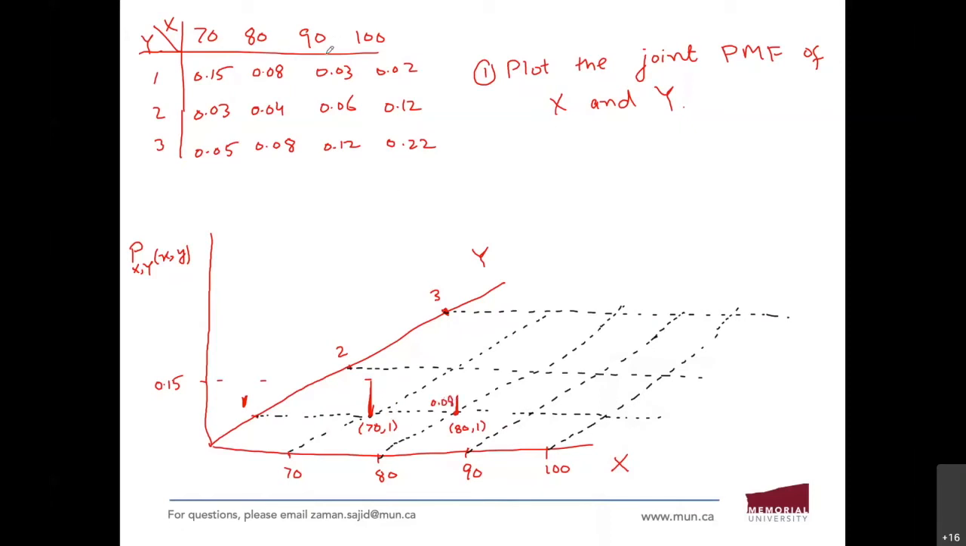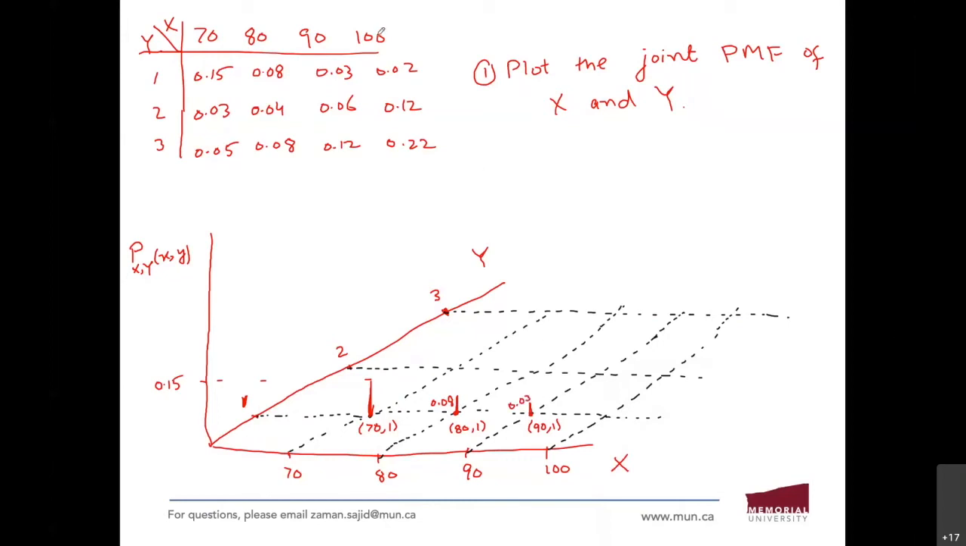Similarly, when I have x is equal to 90, at y is equal to 1, my value is 0.03. So this is my 90 here. So this point is my 90 and y is 1. X is 90, y is 1. At this point, my value is 0.03. So because it is 0.08, this will be slightly lower than the previous one, 0.08. And the length of this is 0.03.